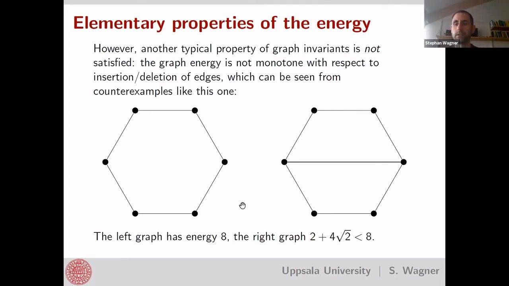So for example, distances in the graph, they're monotone. If you add edges, the distances can only go down. They can never go up. They can only ever go in one direction. The chromatic number is a nice example. If you add edges, it can only get harder to color it. So the chromatic number can go up. It can never go down that way. On the other hand, the independence number would necessarily go down if you add edges, because it becomes harder to find independent sets when you add edges. So these are monotone invariants, but the graph energy is not.